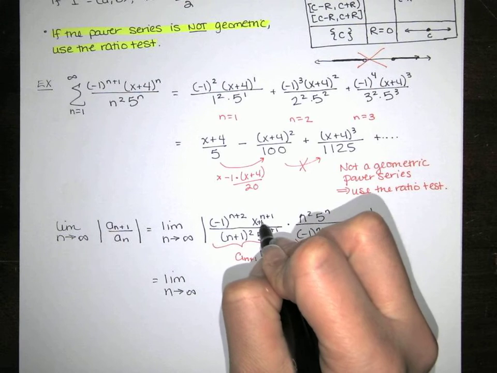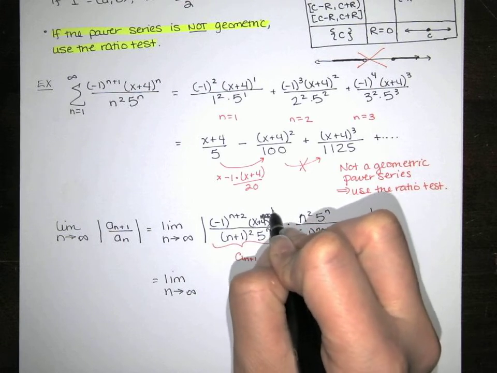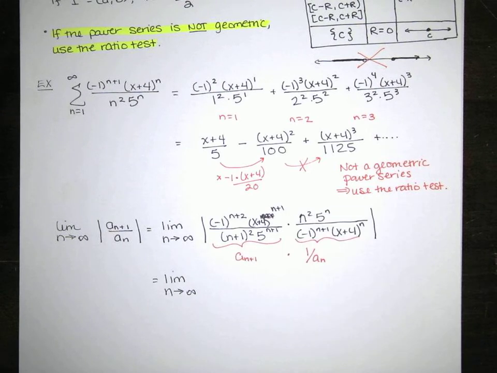I don't know how I missed it. That should be an (x + 4) to the n plus 1. Sorry about that, guys.